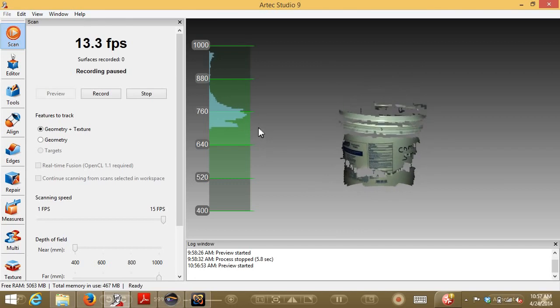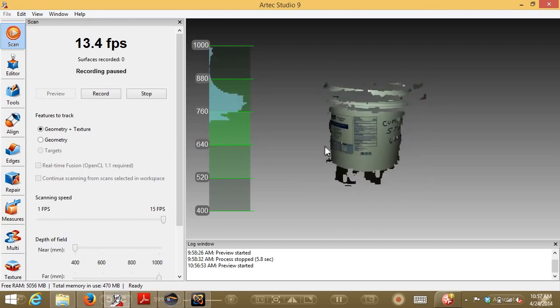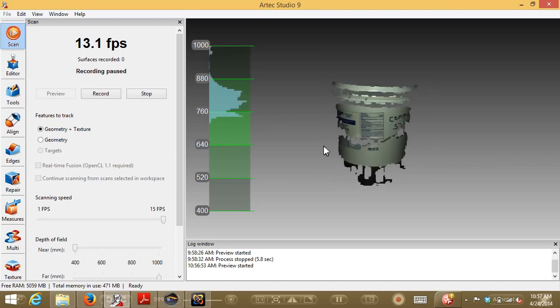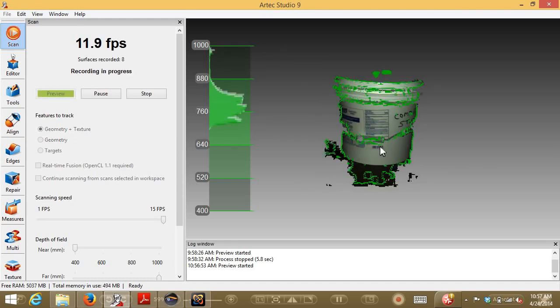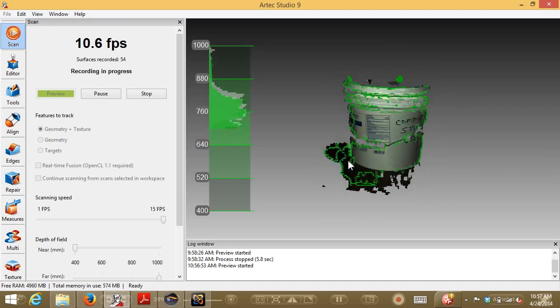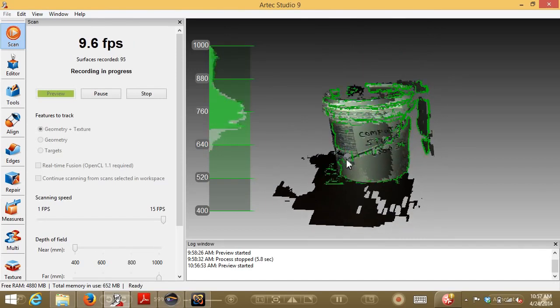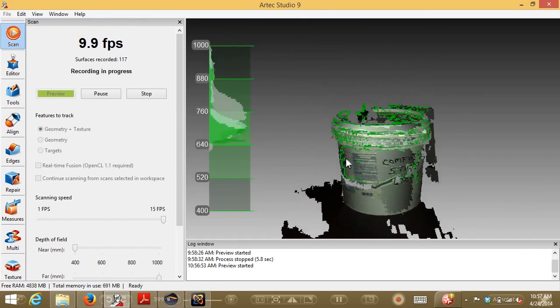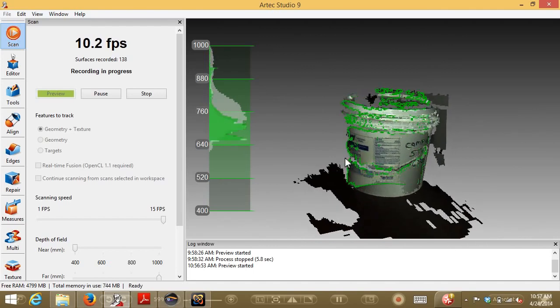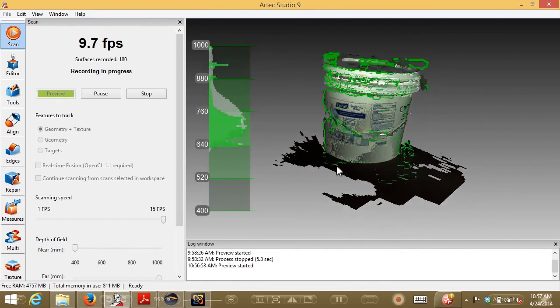And so here we're scanning this bucket, and you can see it looks pretty good. I guess what we're not getting is the handle of the bucket. You can see it is coming back as no return. And now he's actually starting to scan the bucket. And as he moves around, the cameras are being used to, in real time, register the scans together. And so what you get is basically a real-time 3D plus texture scan.